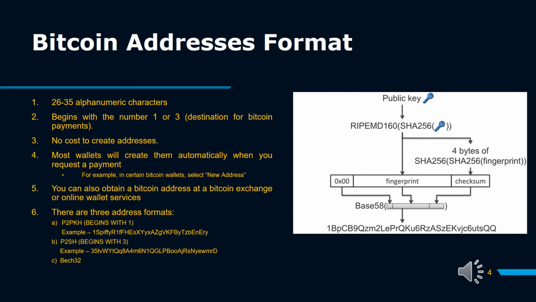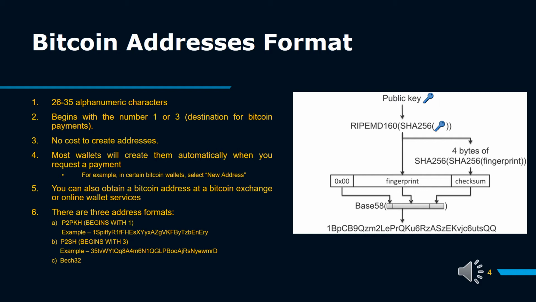As you might expect, there are different ways you can access your cryptocurrency wallet: on a desktop, on a browser, or by using a physical wallet. Otherwise known as cold storage, physical wallets are more secure because they're offline and less susceptible to hacks. You can also obtain a Bitcoin address at a Bitcoin exchange or online wallet services.